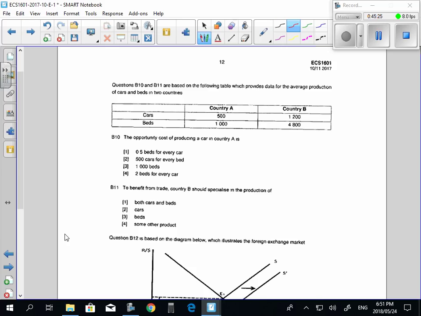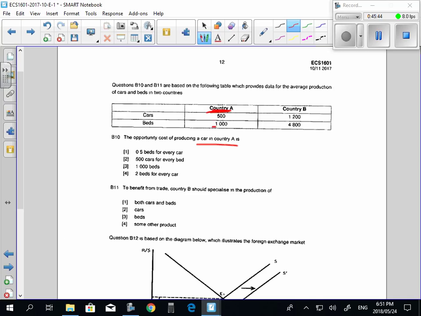What is the opportunity cost of producing a car in country A? Remember, to calculate your opportunity cost, you need to divide one of the products by the other product and come up with a ratio. So when country A decides to produce one car, what are they giving up?